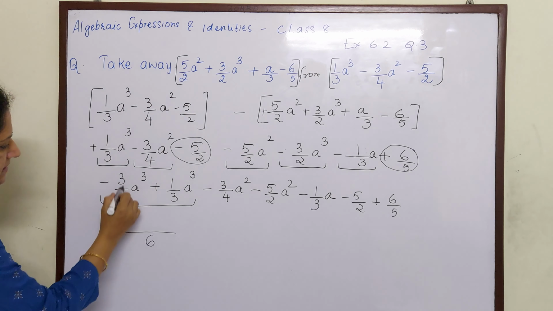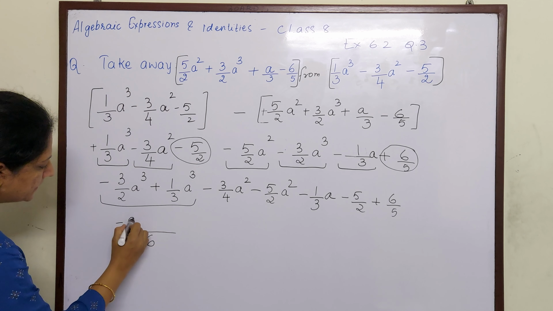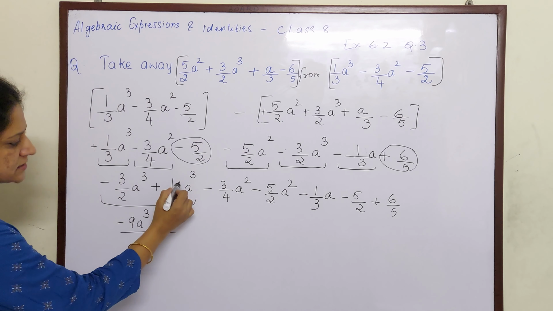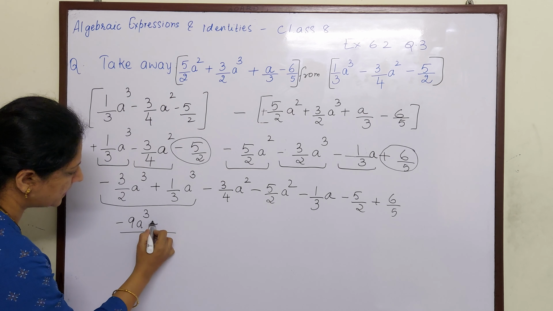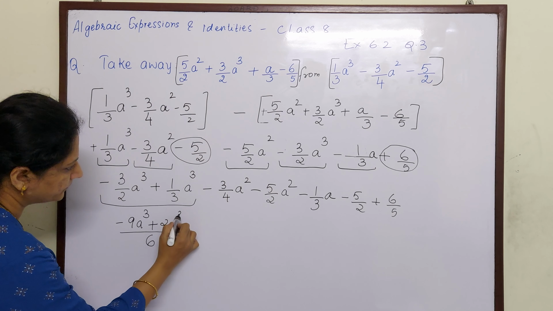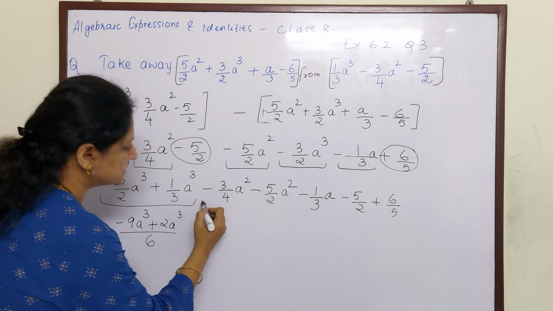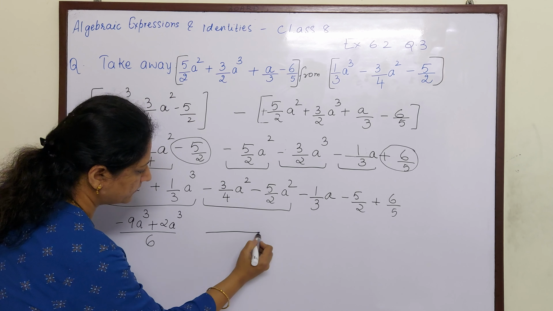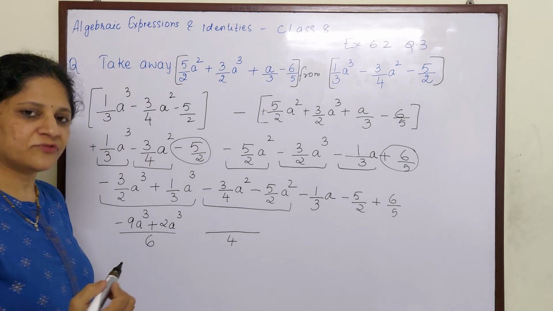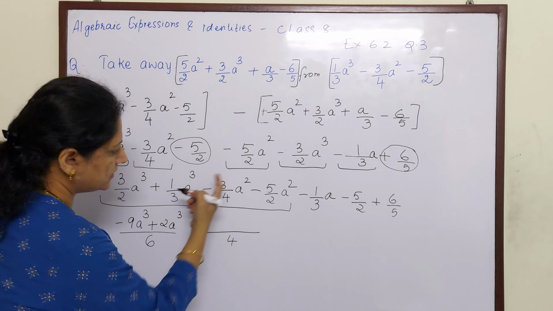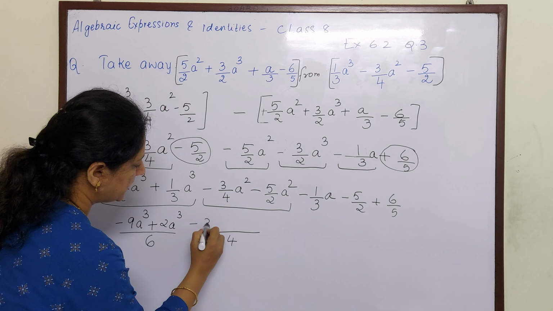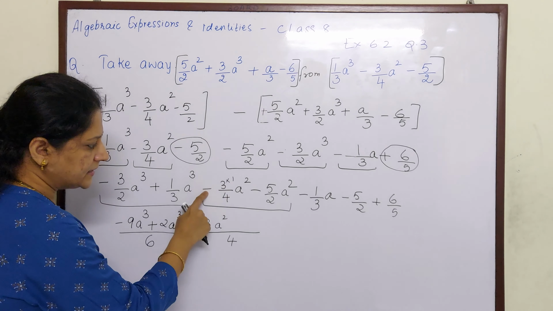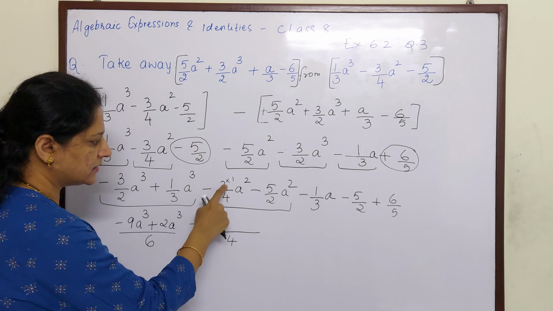So 2 3s are 6, means 3 3s are 9, minus 9 a cube. 3 2s are 6. So 2 into a cube is plus 2 a cube. Okay. Next is a square, right? So here also I will take the LCM. LCM of 2 and 4 is 4. So 4 1s are, 3 1s are, so minus 3 a square, because if I multiply it with 1, minus into plus is minus, 3 1s are 3.